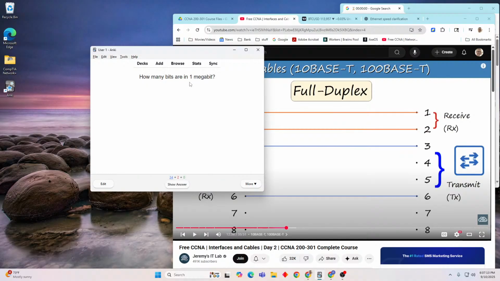All right. How many bits are in 1 megabit? 1,000. 1 million. Oh yeah, 1 million. Duh. 1 million. Damn.